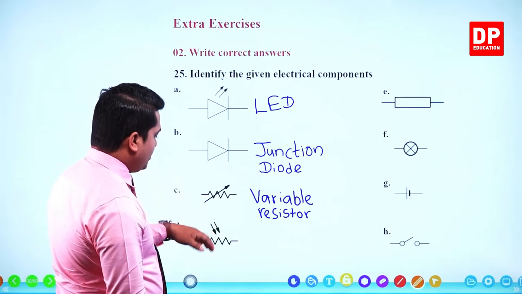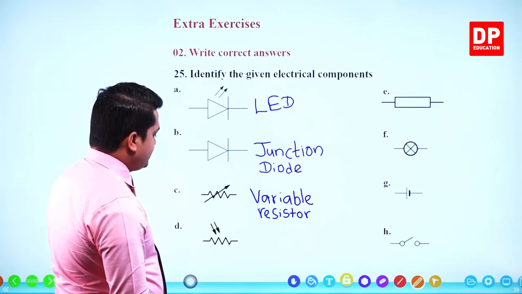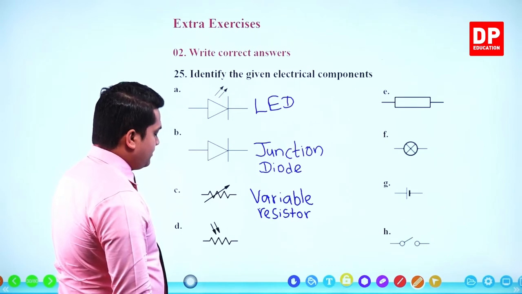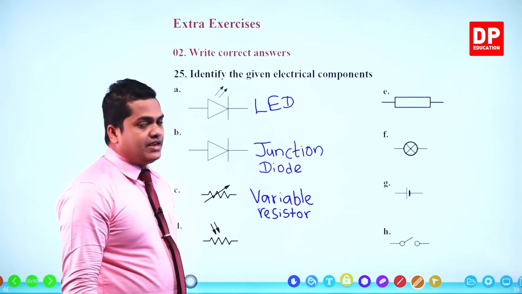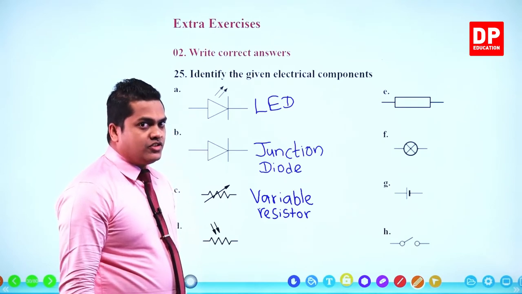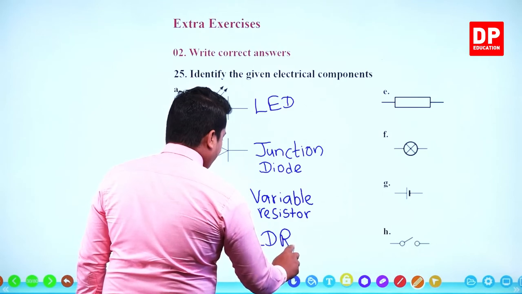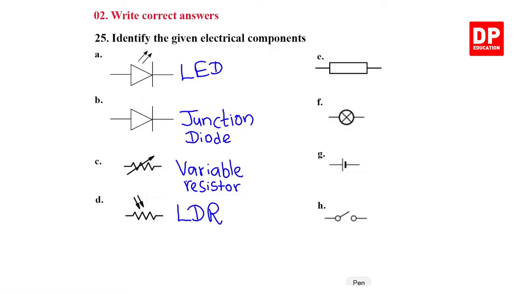Next one. Once again, the resistor symbol, but now the arrows are facing towards the symbol. It means that light should come and fall onto the surface. So if it is a light related resistor, definitely this is a light dependent resistor, which is also referred to as an LDR. Light dependent resistor.